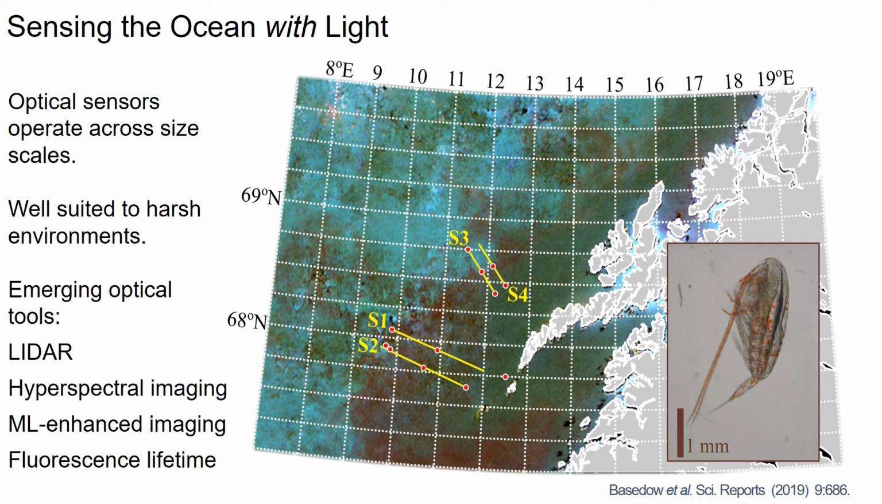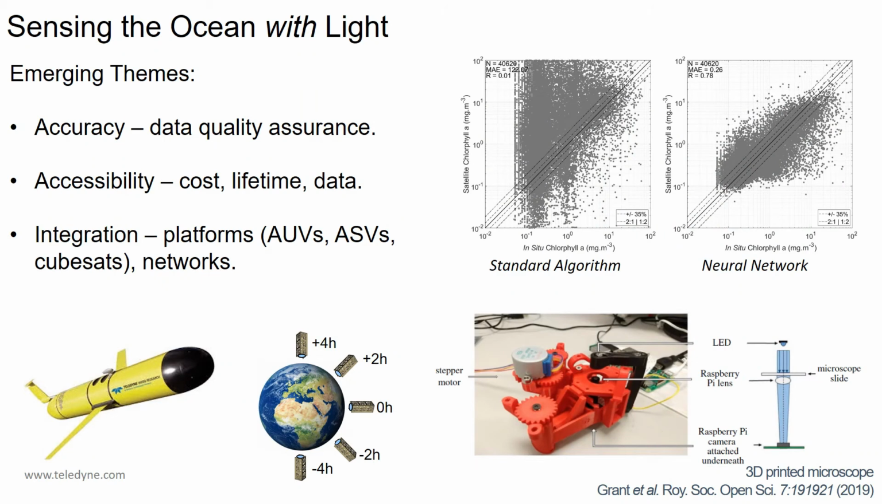We also want to use light to measure biogeochemical properties of the ocean. Optical sensors operate across size scales from the microscopic up to basin scales from satellites. This success is partly based on the technology being particularly well suited to operation in harsh environments. We're looking at no moving parts, no wet chemistry, low power, etc. Existing sensors reveal information about multiple aspects of marine life, and we can anticipate significant further growth of capabilities in the coming years. Through all of this, we can identify some common emerging themes.